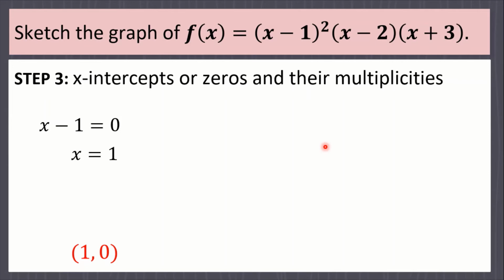Next, let us equate the second factor to 0. We have x minus 2 equals 0. So, x is equal to positive 2. And the ordered pair is 2, 0.